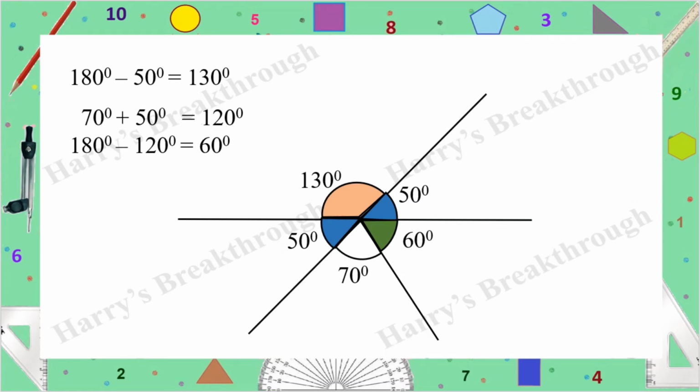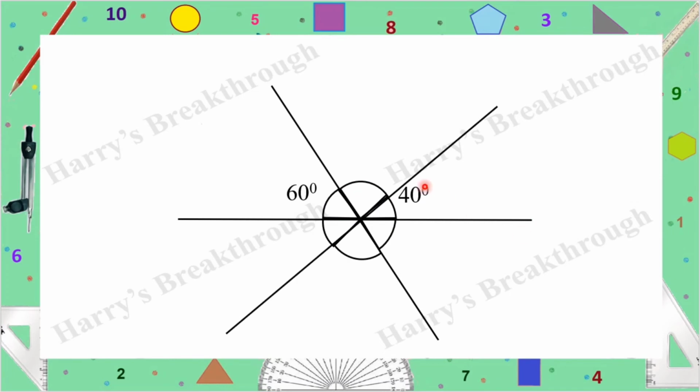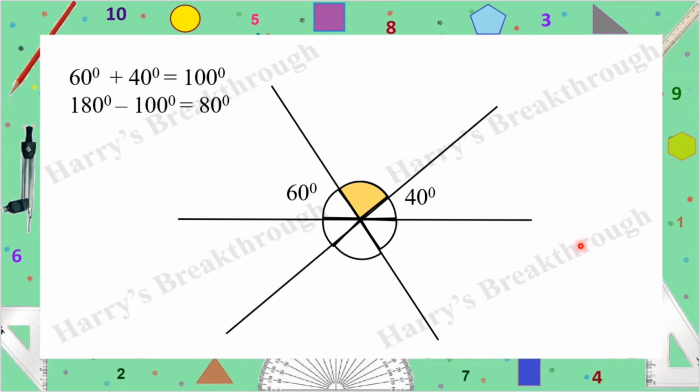Okay. Next is the third question. Here also two angles are given. We have to find the other four angles. So first, what will be this angle? Here we can see two angles are given, 60 and 40. And if we add these two angles, we will get 100. And 180 minus 100 is equal to 80 degrees. So this angle will be 80 degrees.